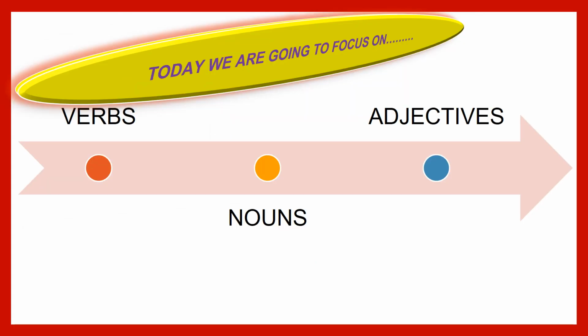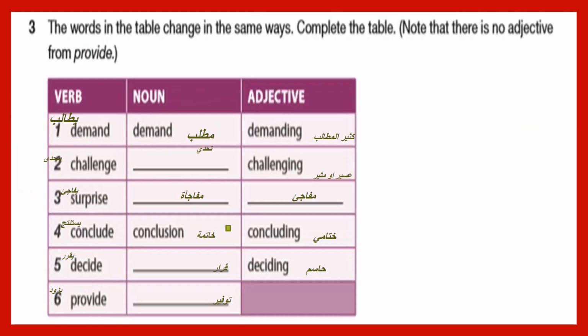Today in our lesson we are going to focus on verbs, nouns and adjectives. Now let's move to activity 3 on page 39. The words in the table change in the same ways. Complete the table. Note that there is no adjective from provide. Look at the table here. We have verb, noun, adjective. And the first one is done for you.